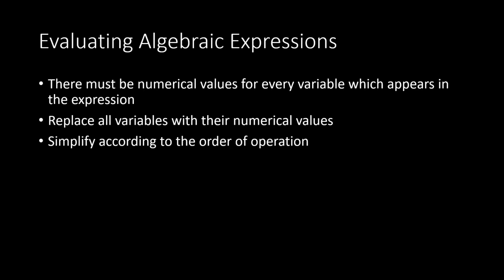Now with evaluating an algebraic expression, there must be a numeric value for every variable which appears in the expression. You need to replace all variables with their numeric values. Then you simplify according to the order of operations. We've already talked about the order of operations. Now let's look at some examples.